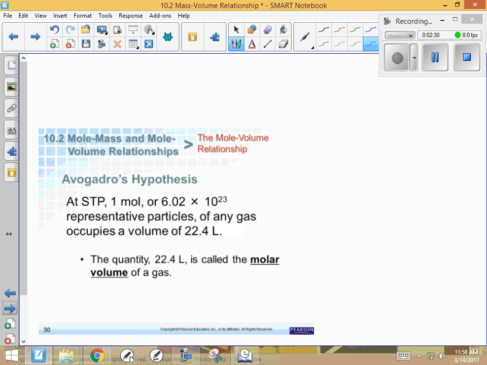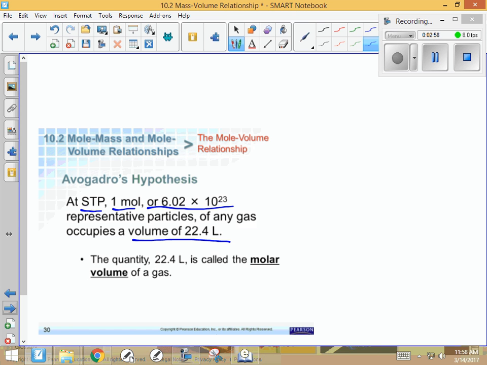And drum roll, here's his big hypothesis. This is the idea. At the standard temperature and pressure, 1 mole, or 6.02 times 10 to the 23 represented particles of any gas, of any type, has a volume of 22.4 liters. And we call that the molar volume of gas, okay?